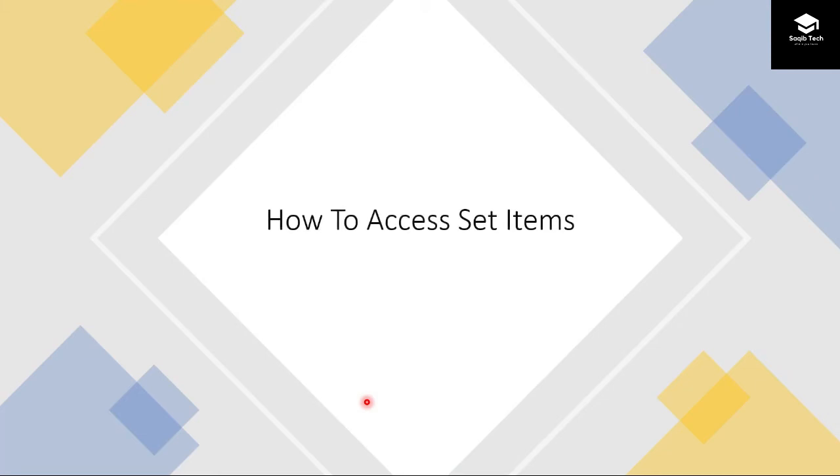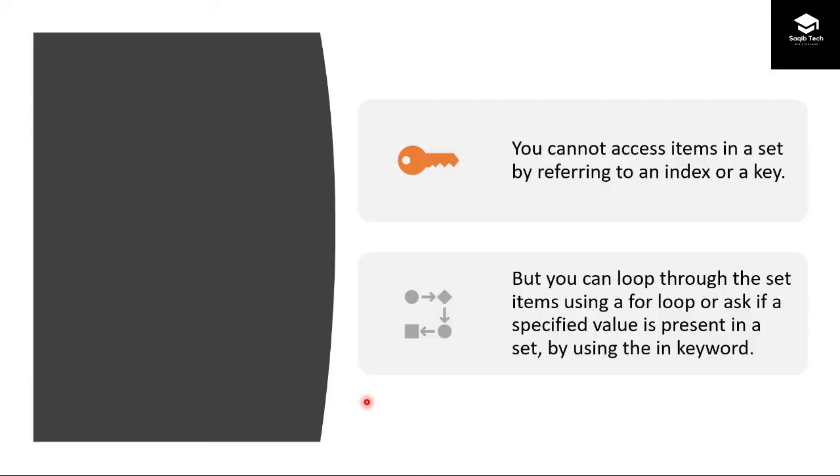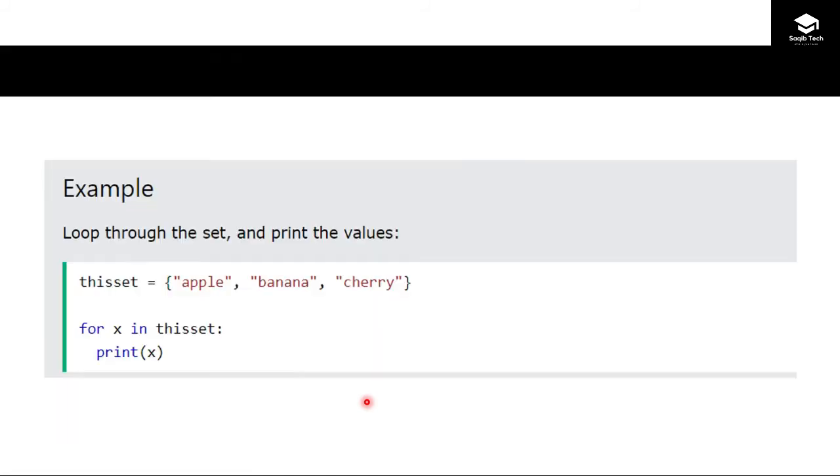The question is how to access set items, because they are not indexed. We can't access using 0, 1, 2, 3 keys or anything else, because this is not indexed. So how to access it? The answer is really very simple. You can't access items in a set by referencing an index or a key, but you can access the items of a set using a loop. The loop is really simple. What you have to do is simply write the set. For example, this is a set of fruits. You will write for x in set.